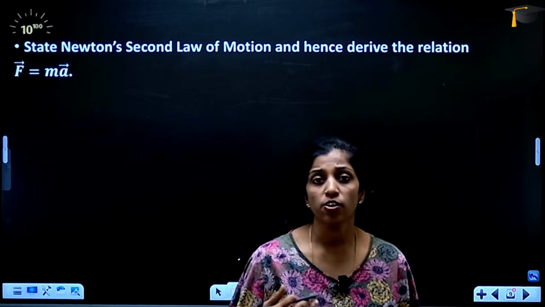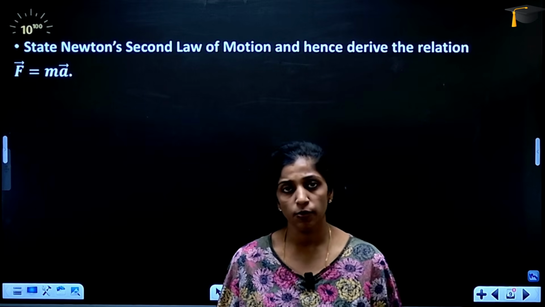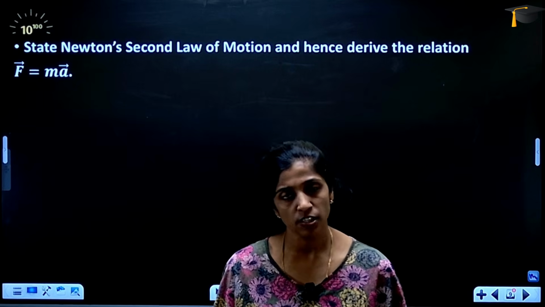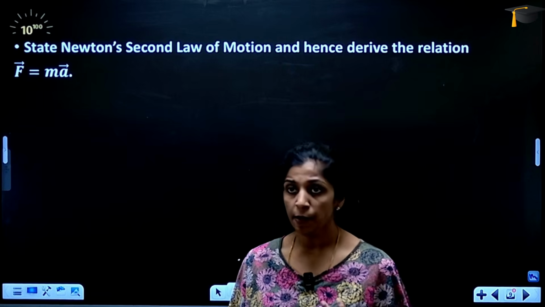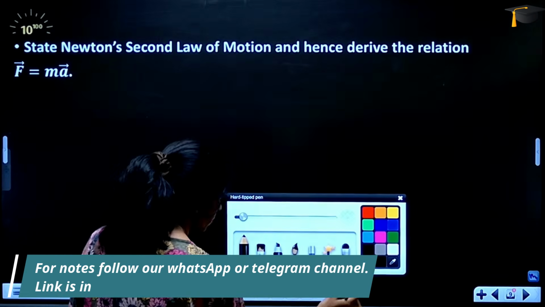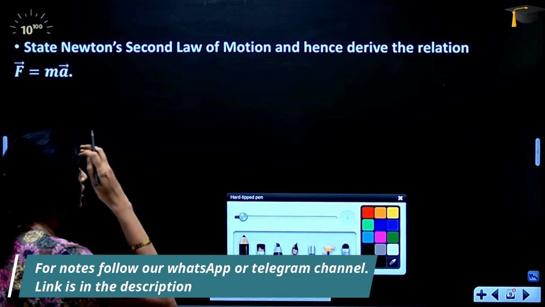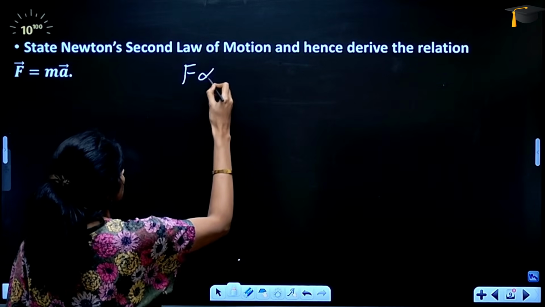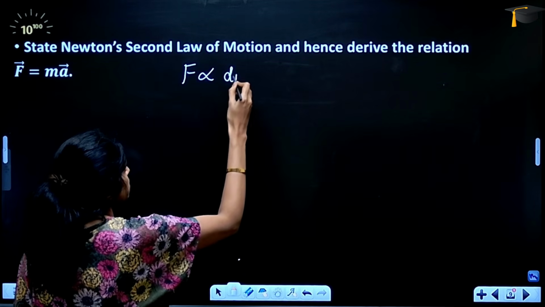It's basically that the rate of change of momentum is directly proportional to force, right? Also, we can say the force is a product of mass and acceleration, where we know the formula F equals ma. So here we will have to prove F equals ma, students. For that, let me take the force formula. As per the statement, F is directly proportional to the rate of change of momentum.